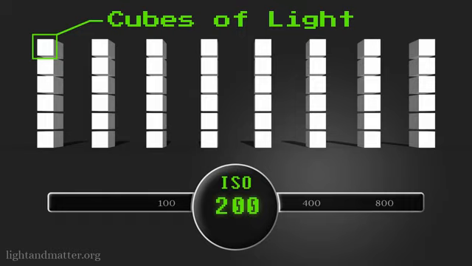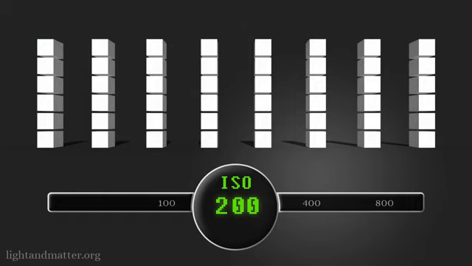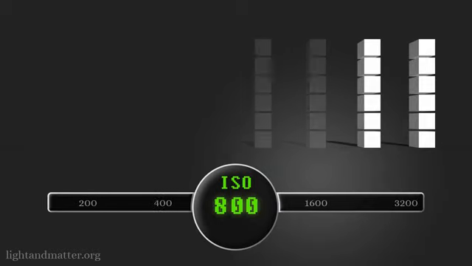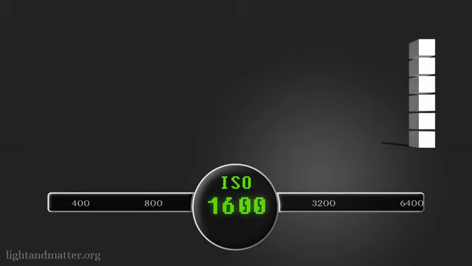Suppose for a moment that light enters your camera in neat little cubes. And let's say these are the cubes it takes to get a correct exposure at ISO 200. It's 48 cubes. If you set the camera to ISO 400 instead, the sensor only needs half as much light, 24 cubes. Set it to 800, and again, it's twice as sensitive, and you only need 12 cubes. 1600 needs half as much light again, and 3200 needs half as much light as that, and so forth.